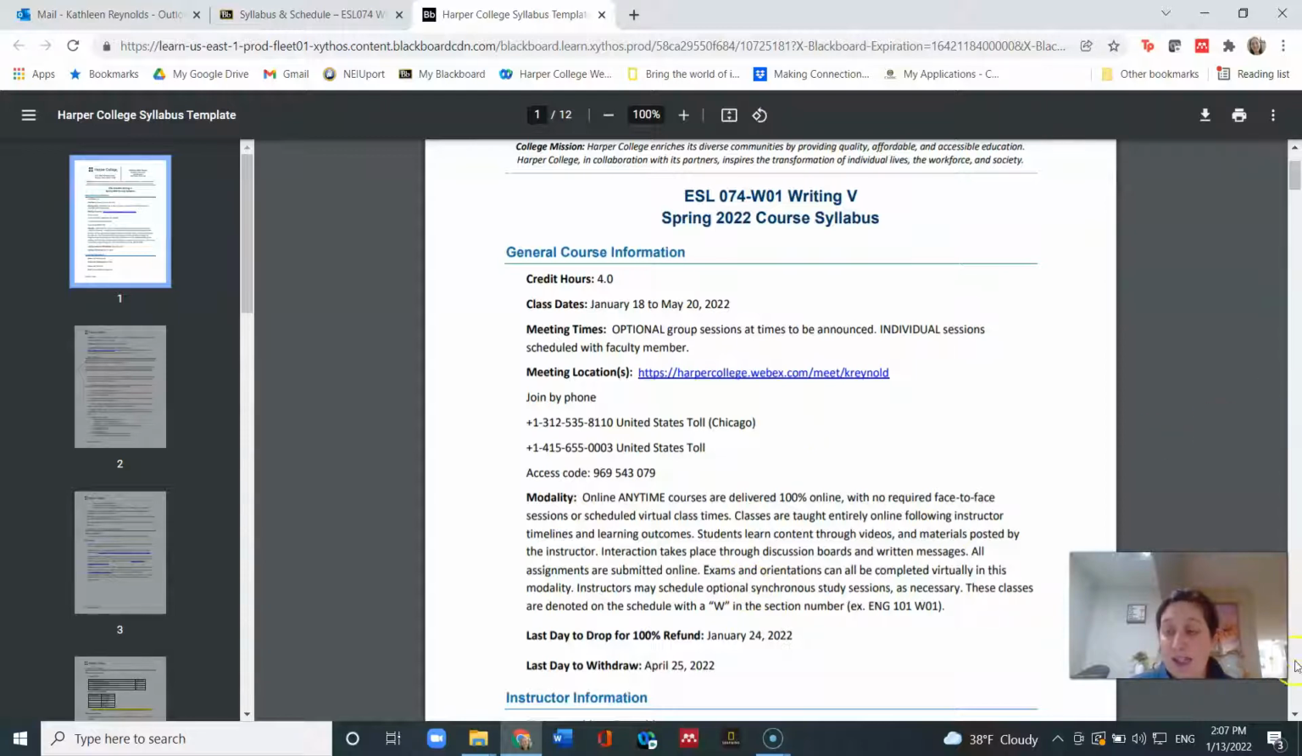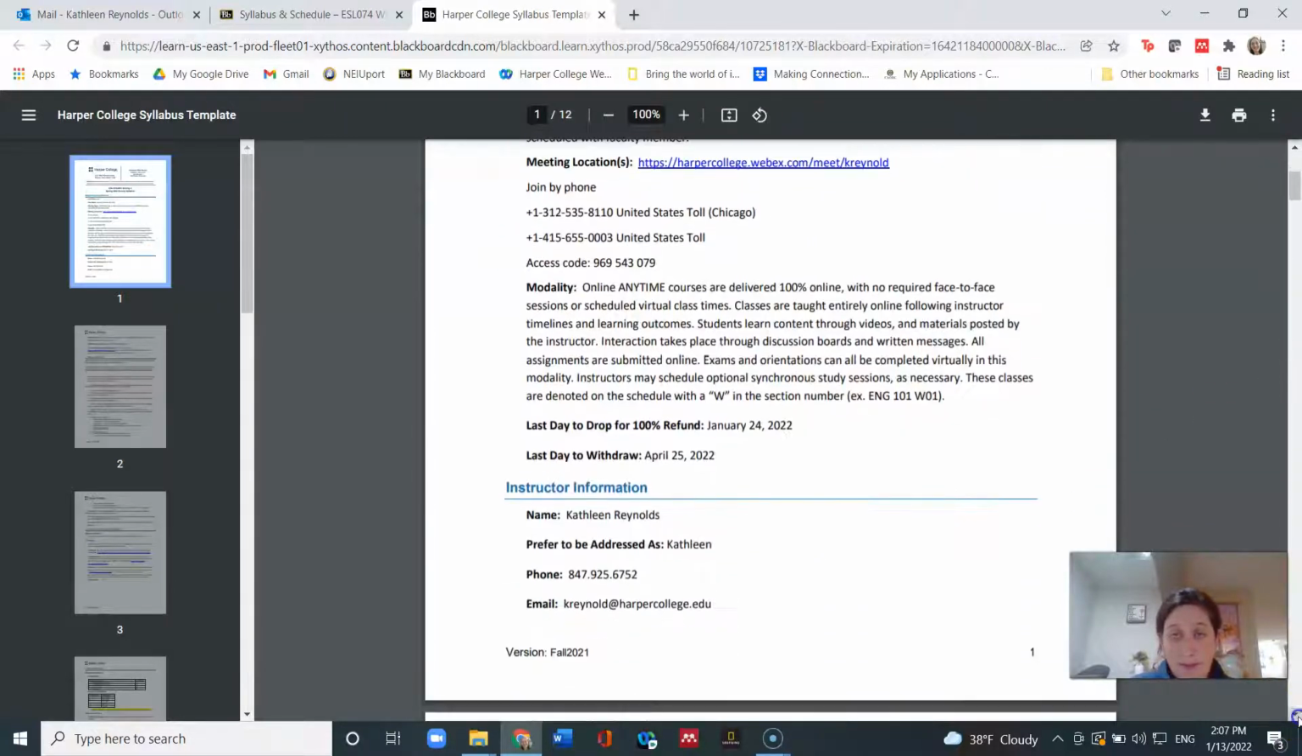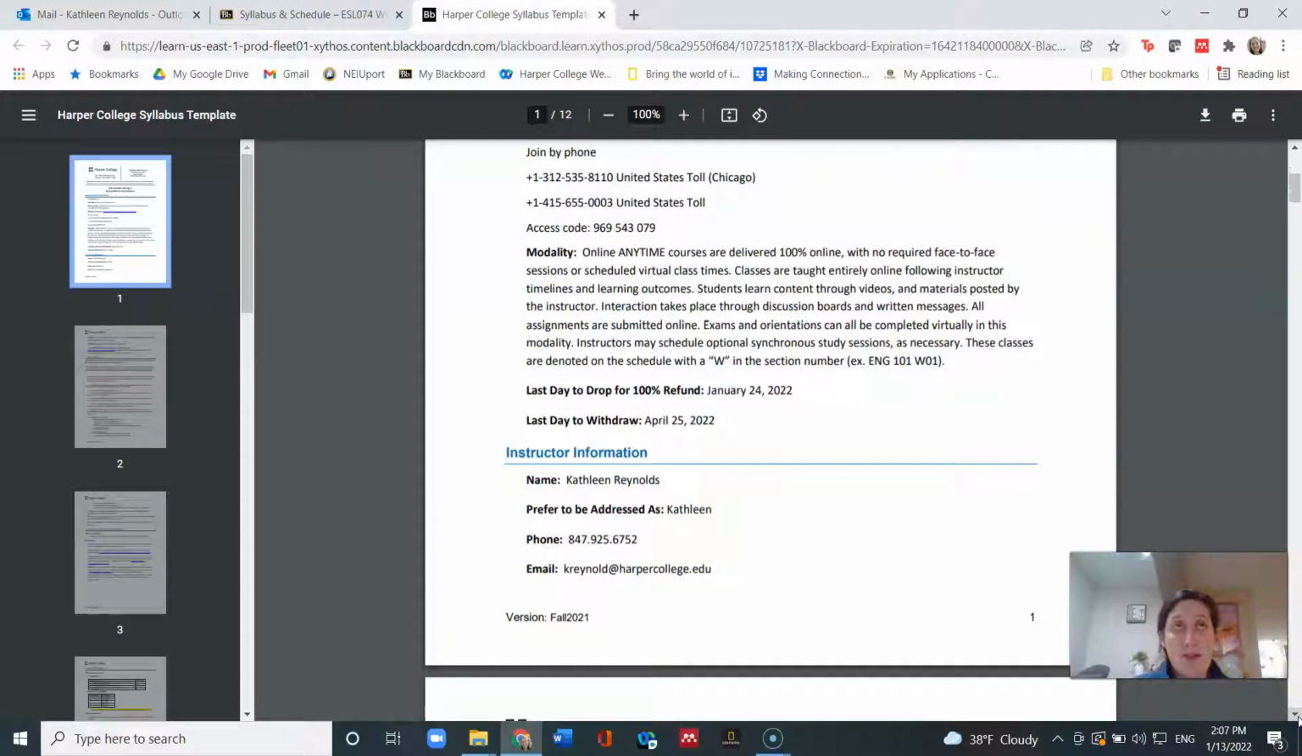The last day to change your schedule for this semester will be January 24. If you need to make any changes, make sure to make them before then, or you will have to pay the full price. And the last day to withdraw, which means you get a W on your grades instead of F or D or whatever the grade would be, is April 25.